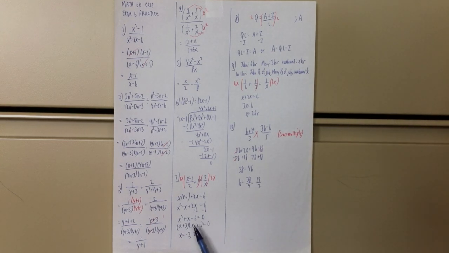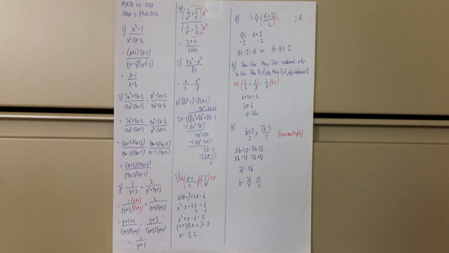We factor. The minus sign means the signs are opposite. And there's a 1 here. So I want two numbers whose product is negative 6, and when you add them, you get 1. That would be a positive 3 and a negative 2. So x plus 3, x minus 2.